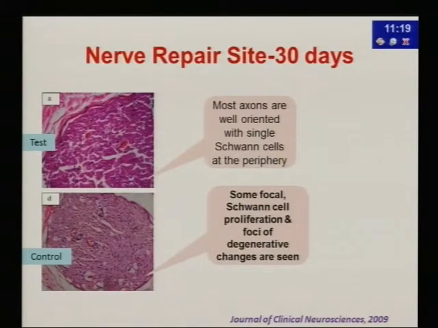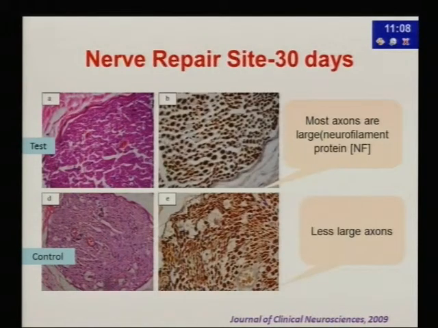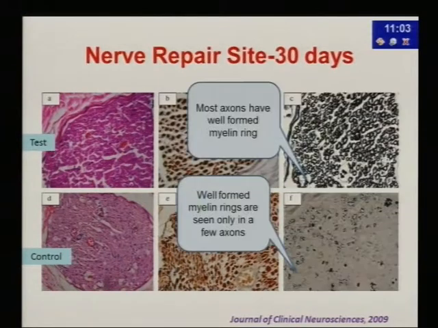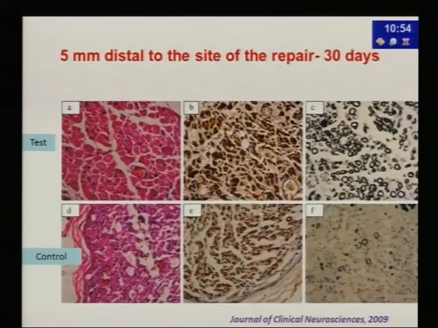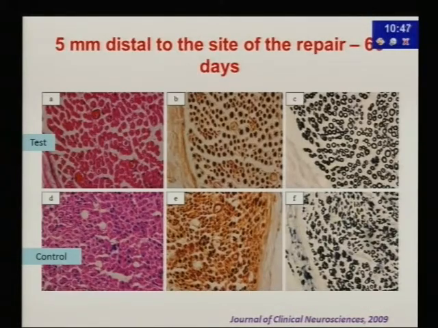So let's see what happens at the site of repair, day 30. You can see here, this is the test and the control. Most axons are well oriented, and here there are few degenerative changes. In terms of neurofilament assessment, you can see there's a marked difference here as compared to the control group. And the myelination ring formation is much better here as compared to this. This is at day 30, and the same was observed at day 60 also. And this is at the 5 mm distal portion at day 30, the same observation. And this is at day 60.